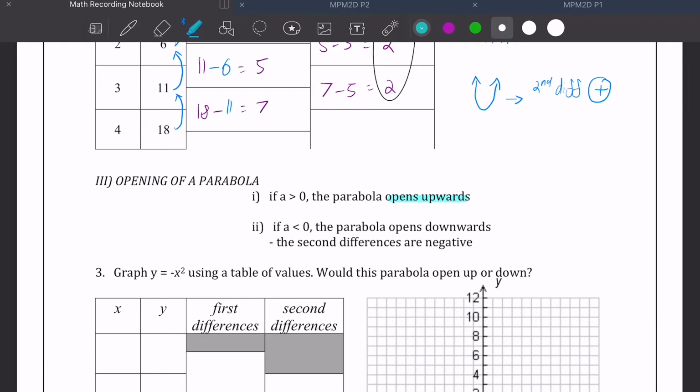But if a is less than 0, i.e. a negative number, if the parabola opens downwards, the second differences are going to be negative. Let me restate that again. If a is greater than 0, the parabolas are going to open upwards. And if the parabola opens downwards, you're going to have second differences that are negative. So that would be like saying that we've had a negative x squared as our parabola. You'll see more of this as we continue on.